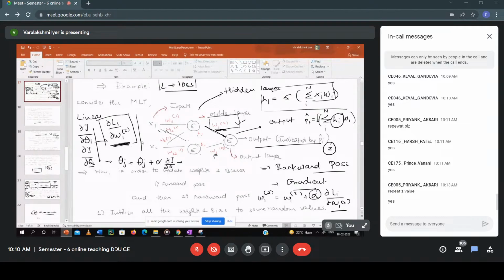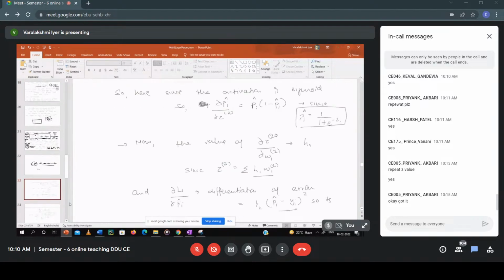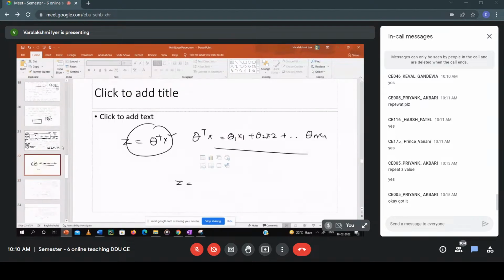What is the input being passed into the output layer? The input is actually the hidden layer output: the first hidden neuron output H1 and the second hidden neuron output H2, and the weighted sum of these. So it will be W12 into H1 plus W22 into H2. The weighted sum of this one and the weighted sum of this one will be your Z. Yes or no? Are you getting it now? Is it clear? Up to this, everyone is clear? This chain rule is clear to everyone?